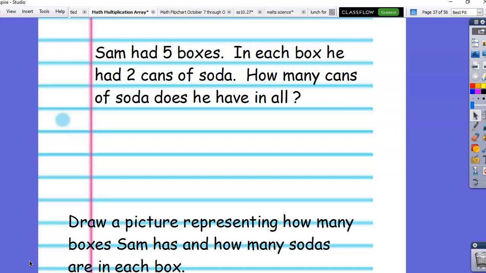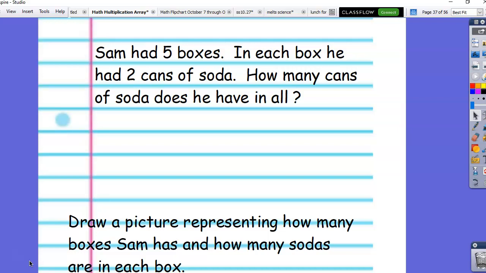And the first thing we did, we started off with the students, is we did our word problem. So if you have a second, please solve this. I'll pause the video while you finish it. Alright, so this is a question about Sam, who has 5 boxes, and in each box it had 2 cans of sodas. How many cans of sodas does he have in all?